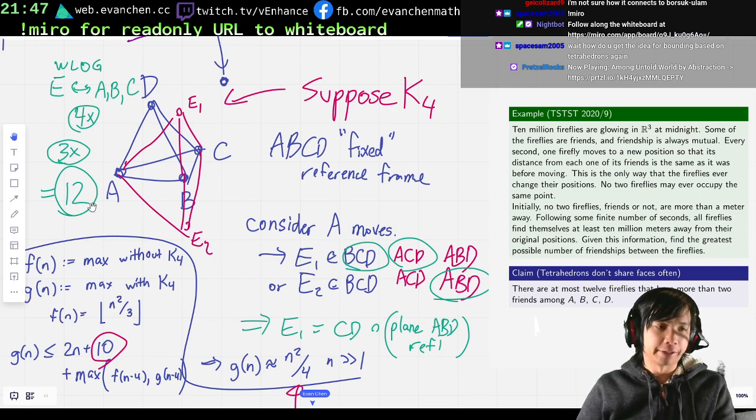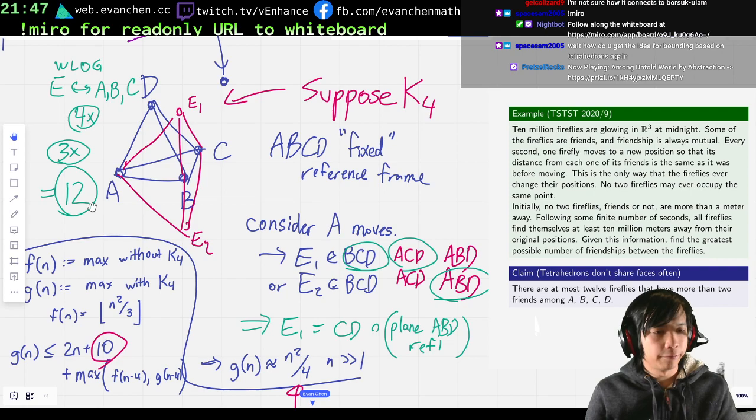Because the n squared over 3 is actually pretty big, is the thing. Like, in the Turan graph with 3 parts, all the vertices have degrees about 2/3 n. It's more than you expect.